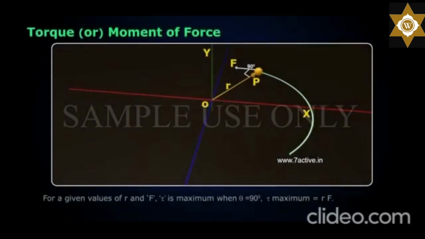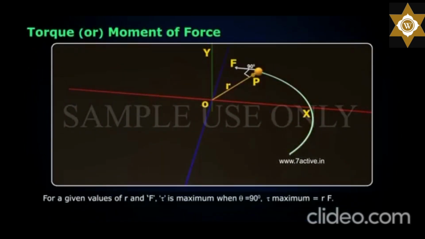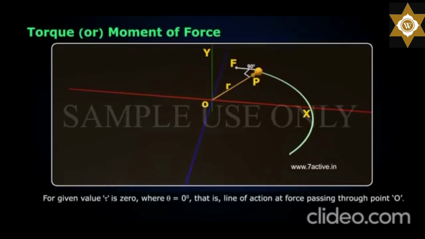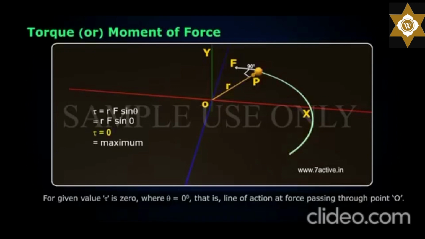Note 1. For given values of r and F, torque tau is maximum when theta is equal to 90 degrees. Tau maximum is equal to r F. Note 2. For given values of r and F, tau is 0 when theta is equal to 0 degrees, that is, the line of action of force passes through point O.